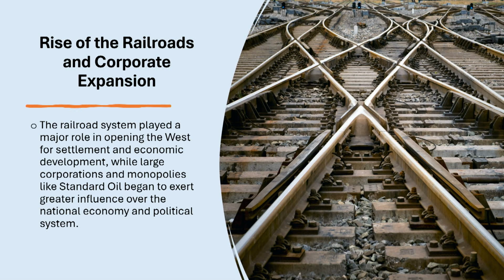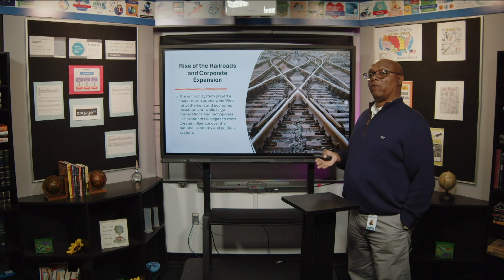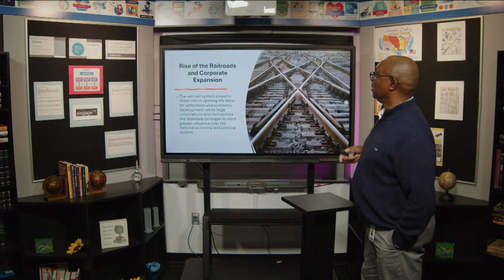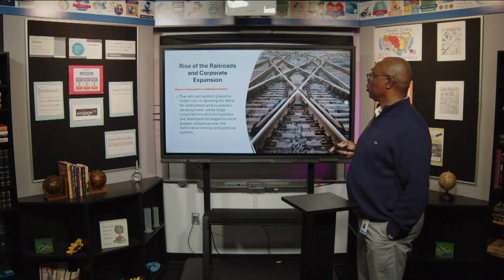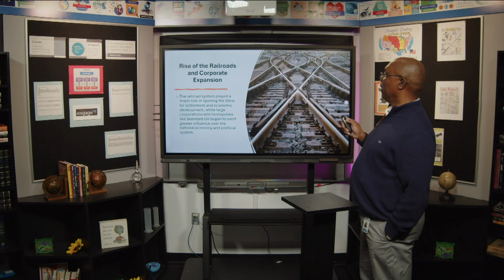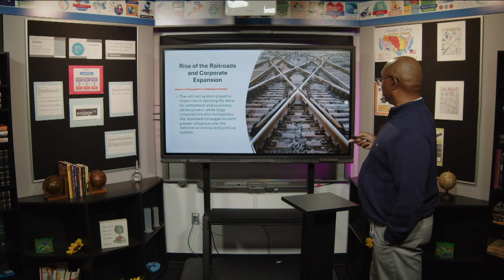The rise of railroads and corporate expansion. Once again, we said a few moments ago that economics was probably one of the biggest reasons for expansion, because it would open up avenues for markets in the West. The railroad system played a major role in the opening of the West for settlement and economic development, while large corporations and monopolies like Standard Oil began to exert greater influence over the national economy and political system.